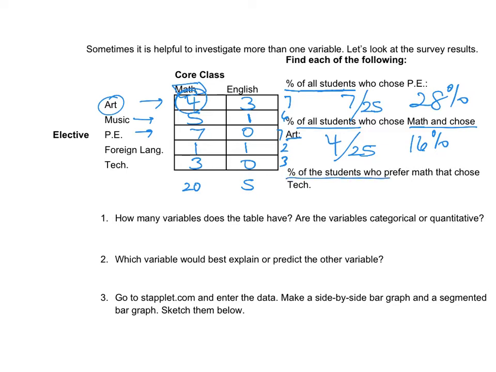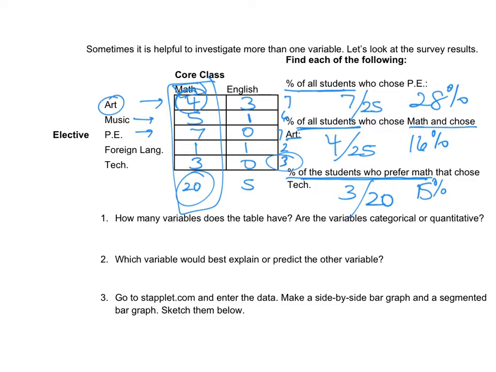Okay. Now, last one's a little bit trickier. Percent of the students who prefer math. So we're not talking about percent of all students anymore. We're talking about the percentage of the students who preferred math. Who preferred math? 20. 20 preferred math. Of those 20 people, how many chose technology? There were 3. 3 people chose technology out of the 20 that chose math, and that was 15%.